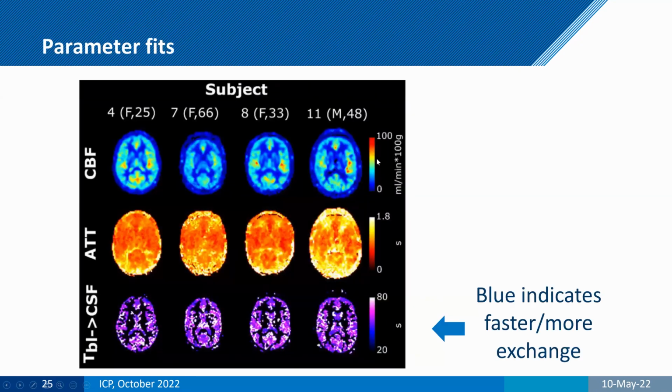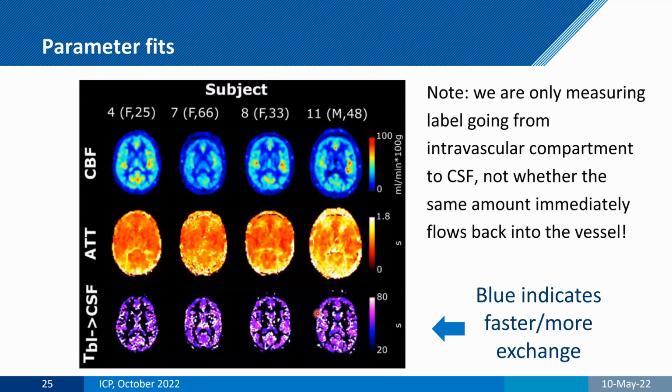Now you can quantify this, showing the CBF, arterial transit time, and this exchange parameter. It's important to remember that this is the exchange of labeled water from the vascular compartment into the CSF. We don't know whether the same amount of water also immediately goes back into the vasculature, so whether it's a net transport of water across the brain CSF, the blood CSF barrier, or whether there's exchange of water.